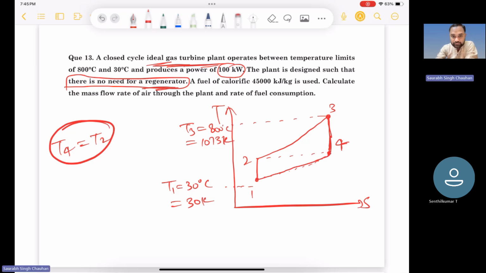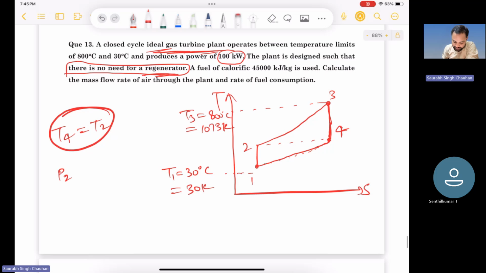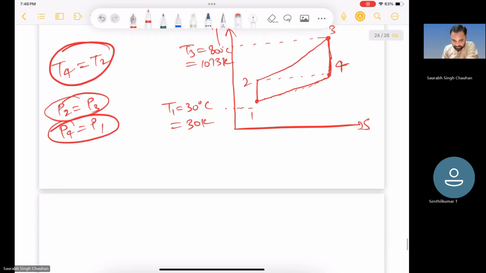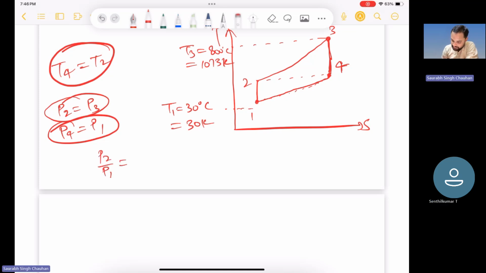So T4 is equal to T2. So I think now it is fine. And P2 is equal to P3, P4 is equal to P1. So now how will you proceed? You can write P2 by P1 is equal to P3 by P4, right?